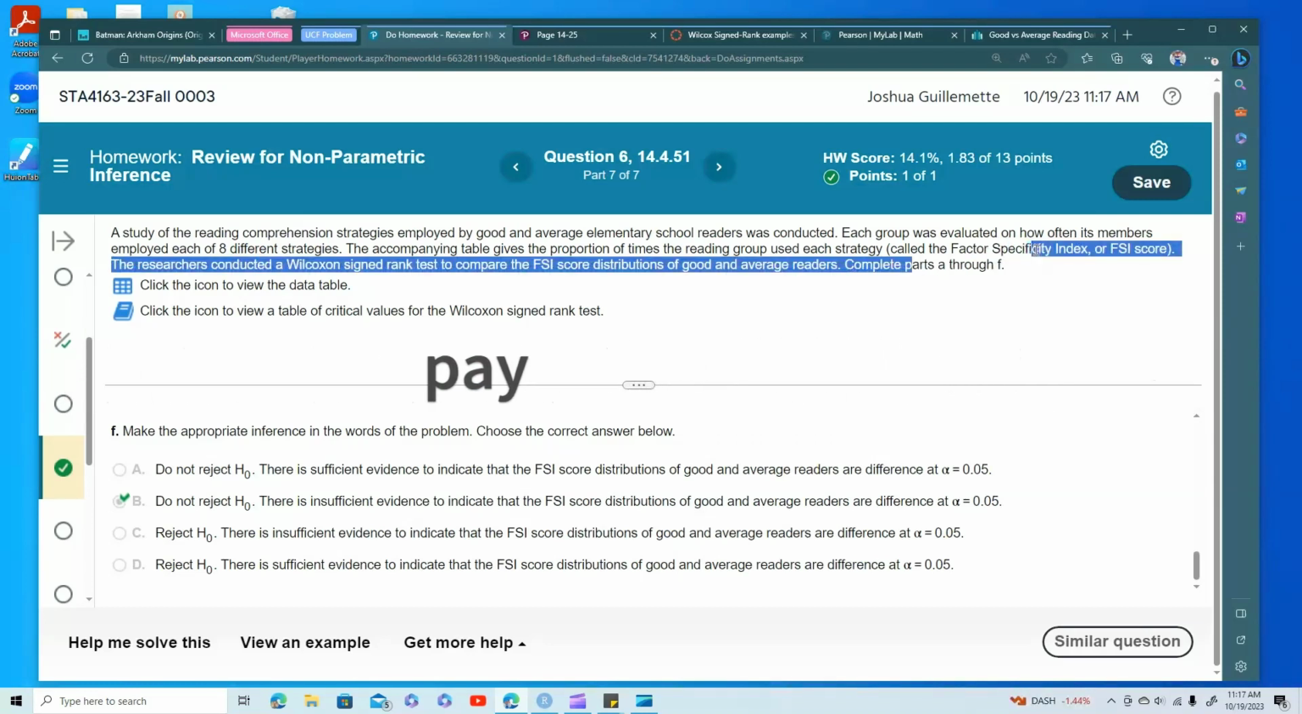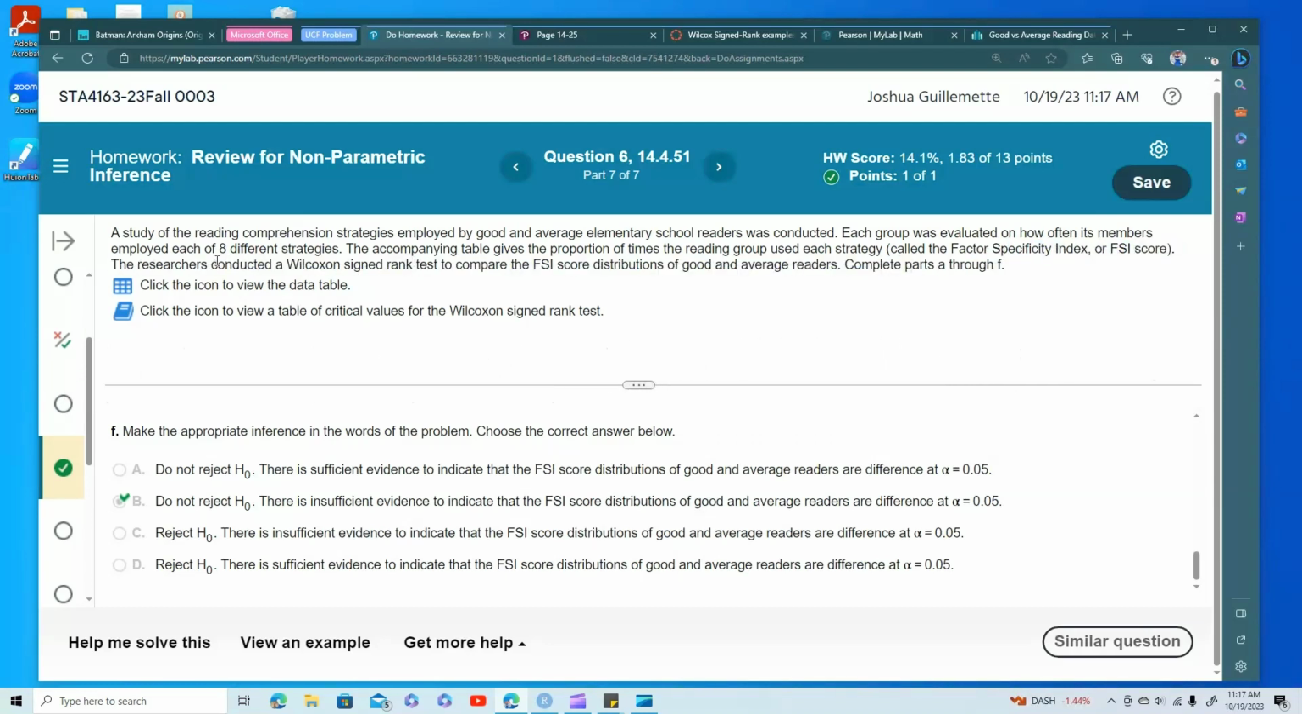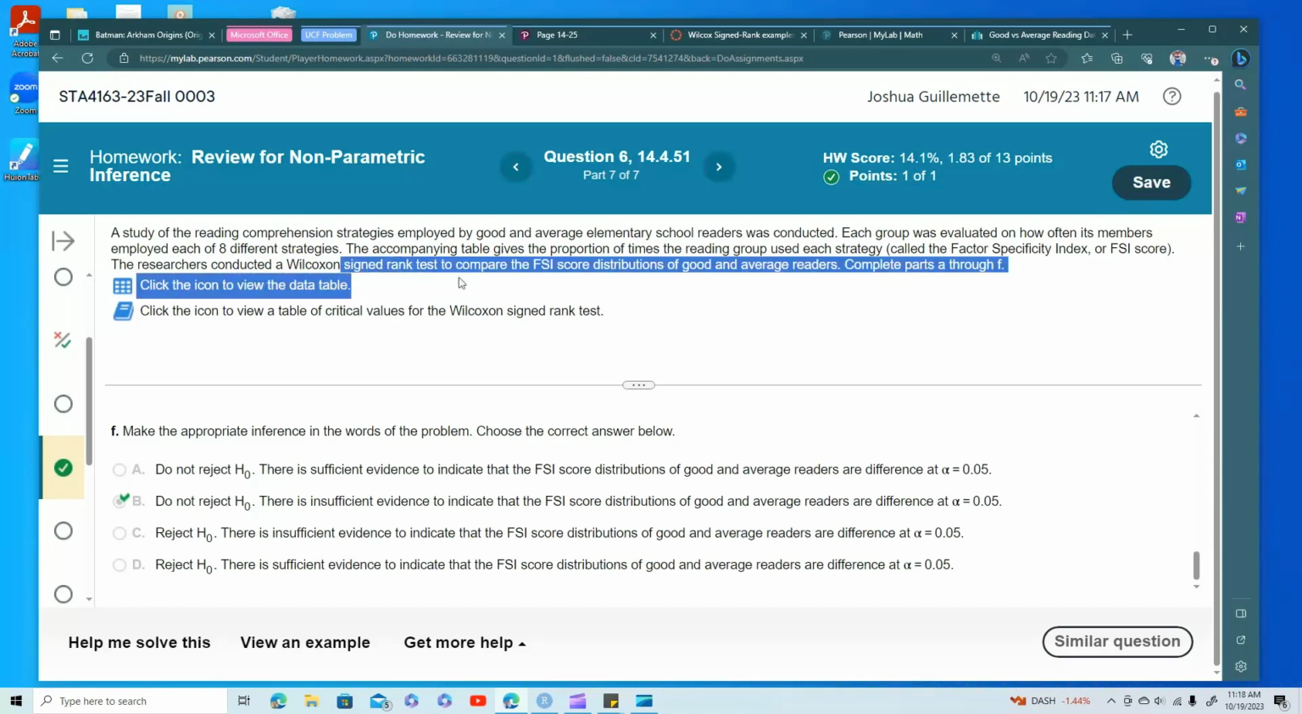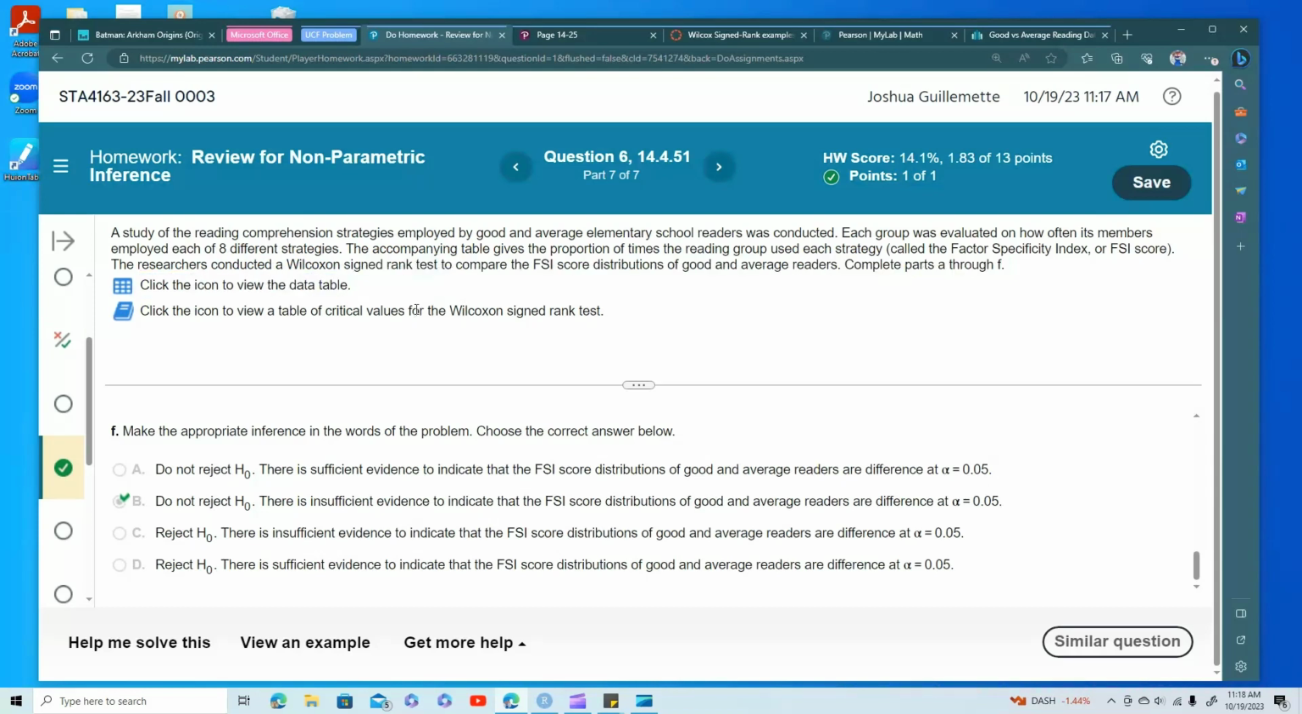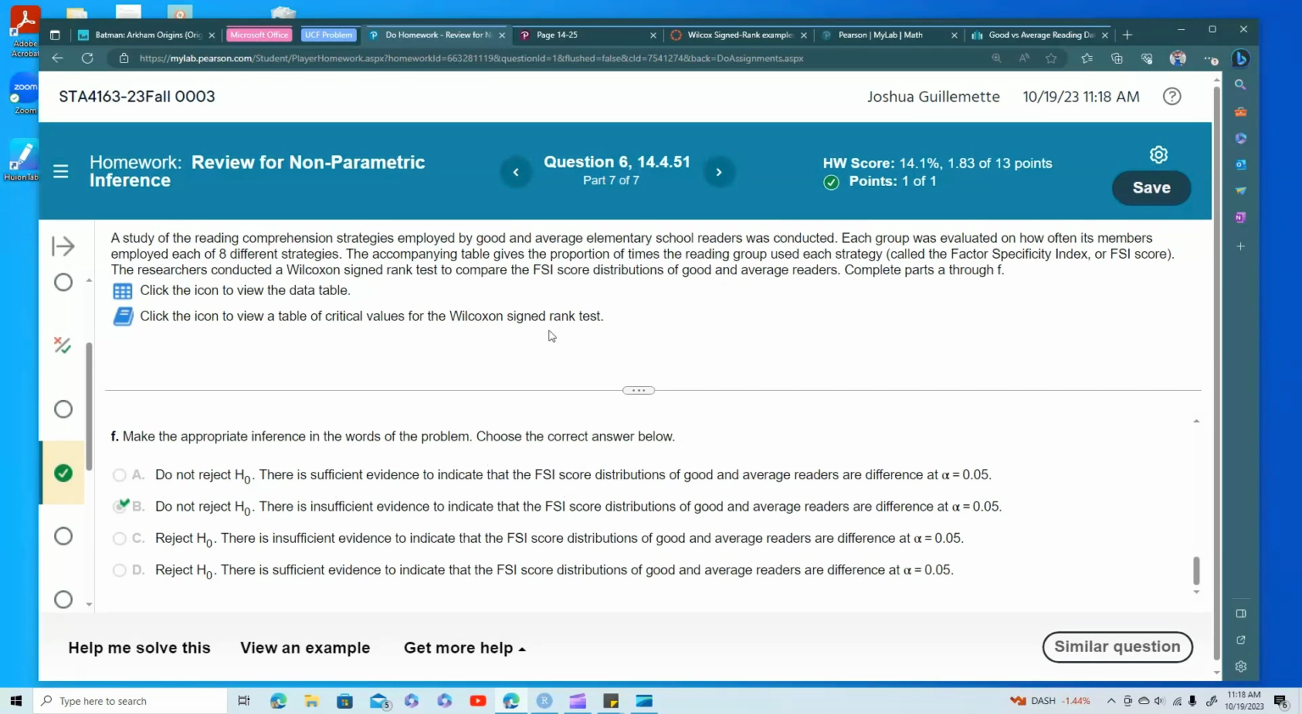They're doing this factor specificity score, and the researchers conducted a Wilcoxon signed-rank test to compare the score distributions of the good and average readers. Now, I don't know why they did this signed-rank test, because that would be with paired data, and I don't know how they paired the good and average readers, but that's how they're doing it, okay?